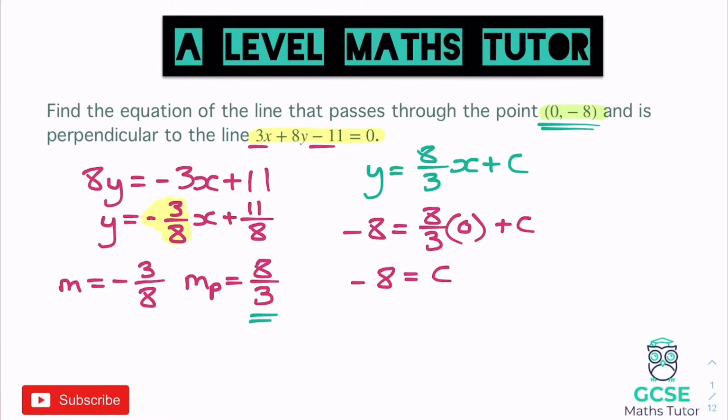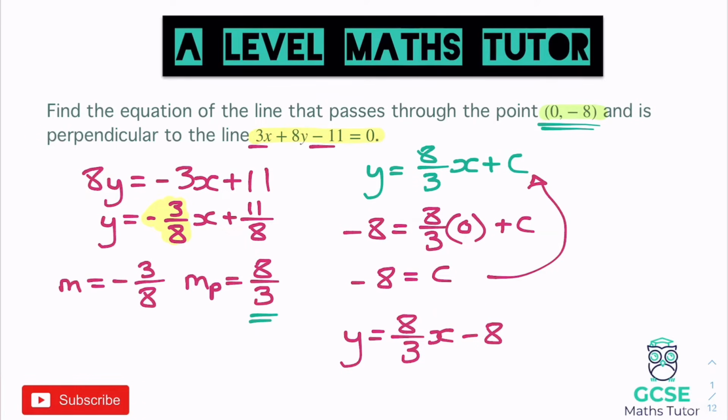So we have our value of c, and we can just plug that straight into our line equation in place of the c just there. So our final equation here is going to be y equals 8/3 x, there we go, minus 8, and there's the equation of our line.